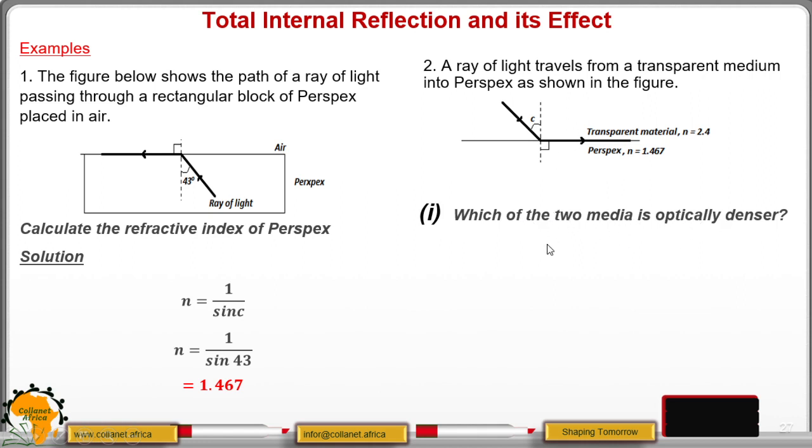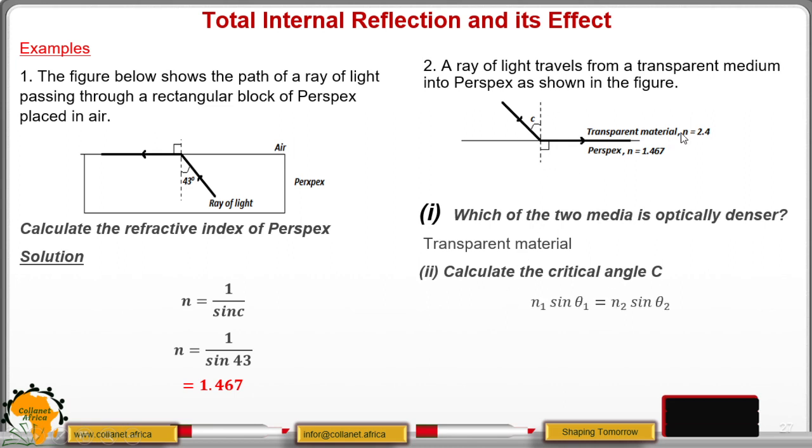From here, you can see that the transparent material is optically denser because this ray is being refracted away from the normal. Then number 2, you are supposed to calculate the critical angle C. So from here, we are given the values of the refractive indices.